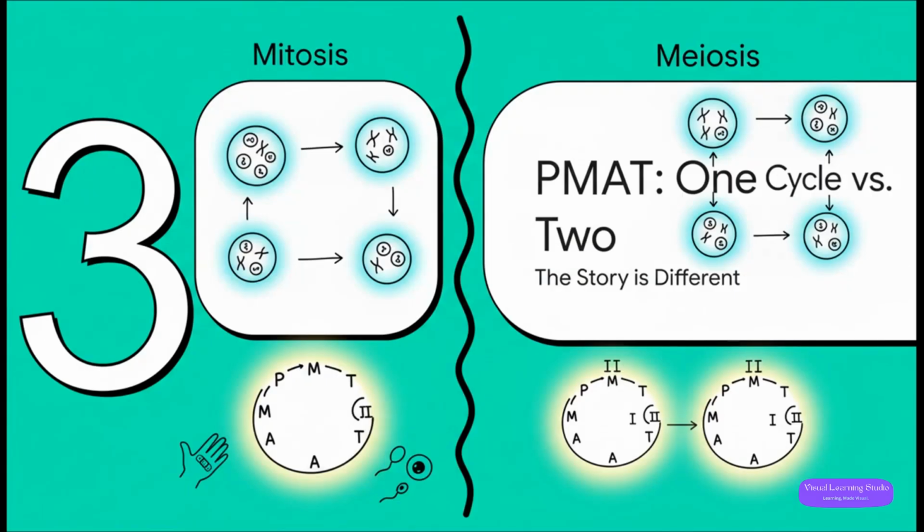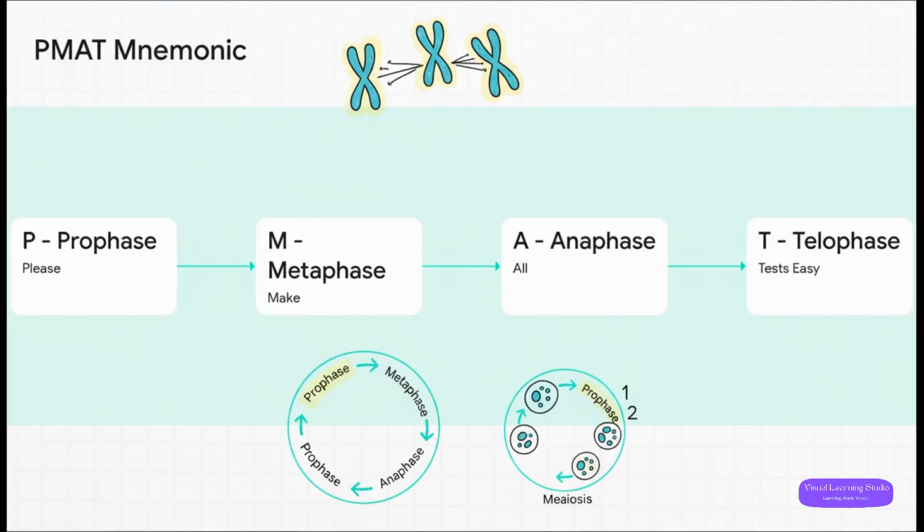All right, purpose and numbers, check and check. Now let's talk about the actual stages. This is where the names can trick you, because they're the same for both. But trust me, what actually happens in those stages? It's a completely different story. Both processes use the same 4 basic steps: prophase, metaphase, anaphase, and telophase. And an easy way to remember the order is PMAT, or my personal favorite, please make all tests easy. So remembering the order of the letters isn't the tough part. The real difference is how many times they go through this cycle.